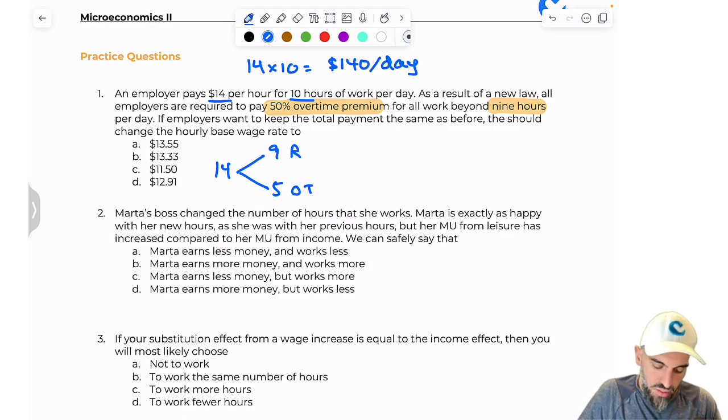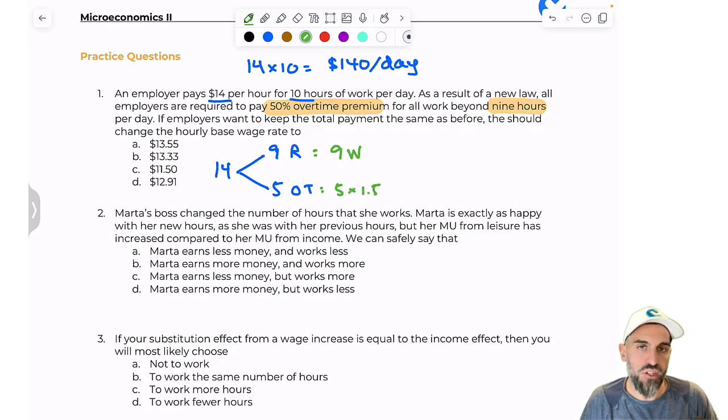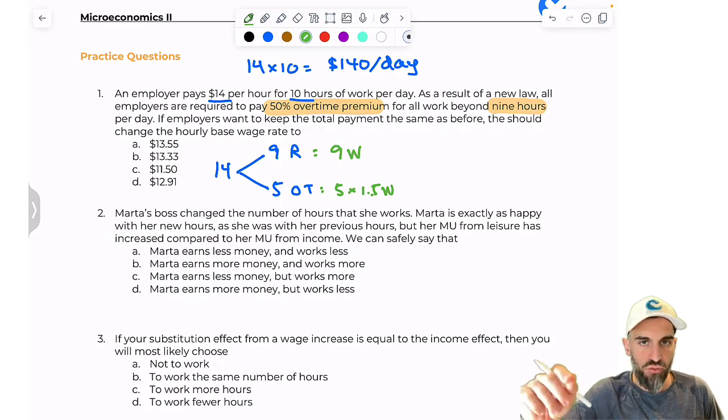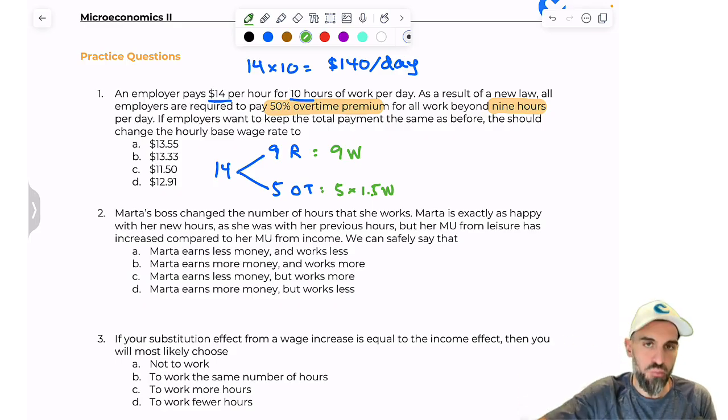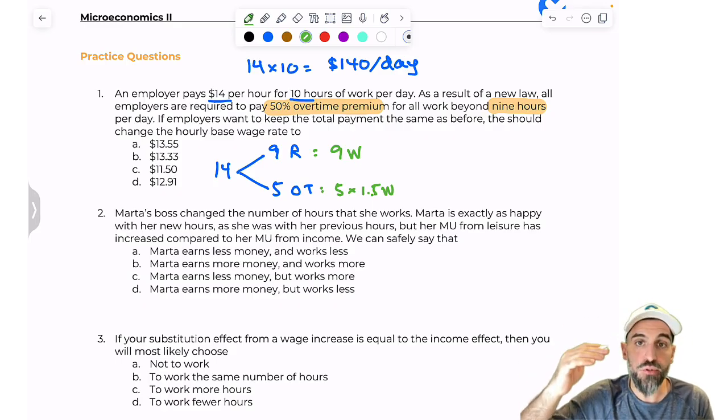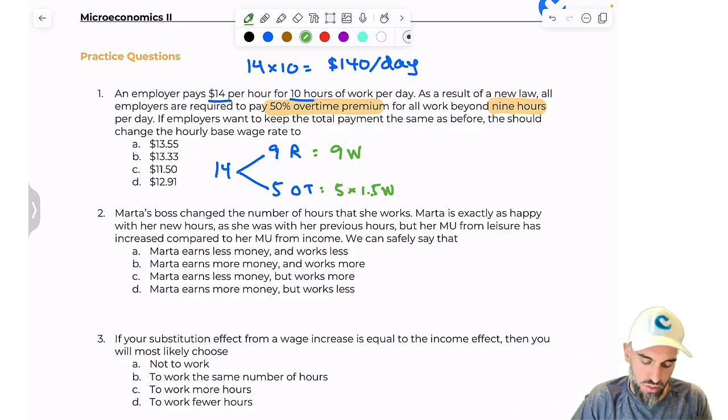So they would get paid 9 hours at the regular wage, and they would get paid 5 hours at the overtime wage, which would be 1.5 times the regular wage. That's what the 50% premium is. Just do 1 plus whatever it is. If it's 50%, it's 1 plus 0.5. If it was a 70% premium, it would be 1 plus 0.7.